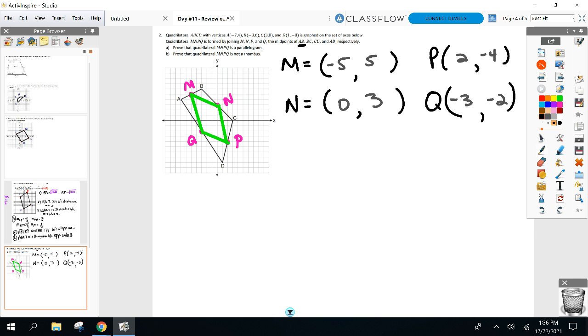Everyone see what I mean? Working smarter, not harder then. If you want to show all 8, that's fine. 4 slopes, 4 distances. Be my guest if you're more comfortable. But for me, less work the better. Let's do distances. So MN, QP, MQ, and NP. Go ahead in your groups. What's the distance of each?